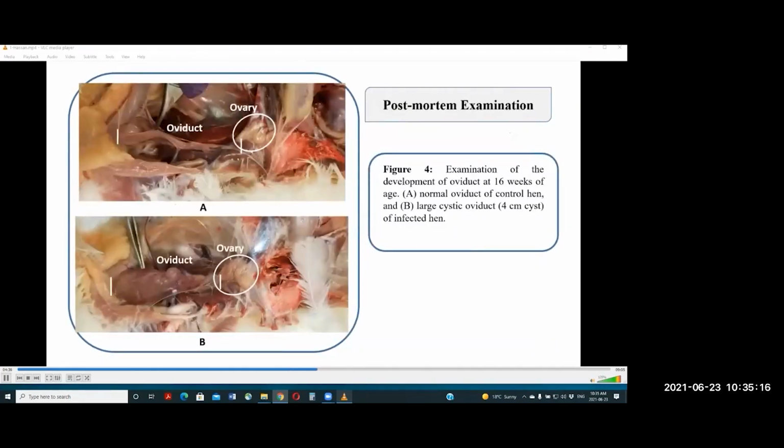During post-mortem examination at 16 weeks of age, all control birds showed normal, immature reproductive organs, as shown here in the upper image, while around 40% of birds in the infected group showed cystic formation with varying sizes that were filled with clear fluid, as shown here in the image at the lower part.